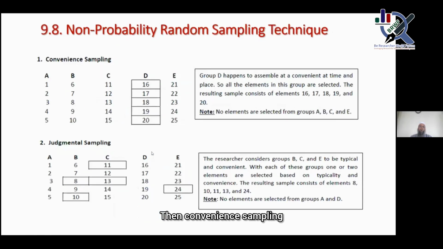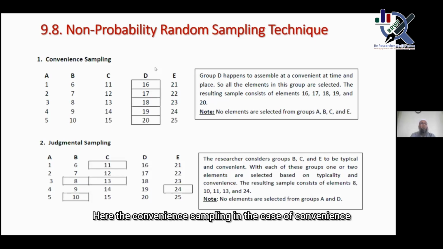Then convenience sampling. Sometimes we cannot collect data properly if we have some restriction or problem. Suppose there is war in Kashmir, as well as Ukraine, and in Yemen. So sometimes it would be difficult to collect data. Maybe in some other cases it is restricted, or it is difficult to do probability sampling. Then we go for non-probability sampling.